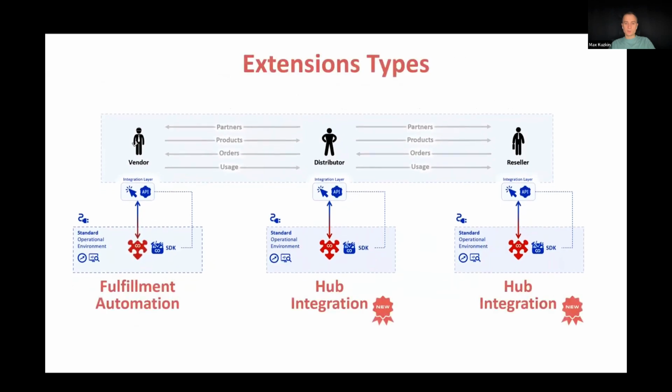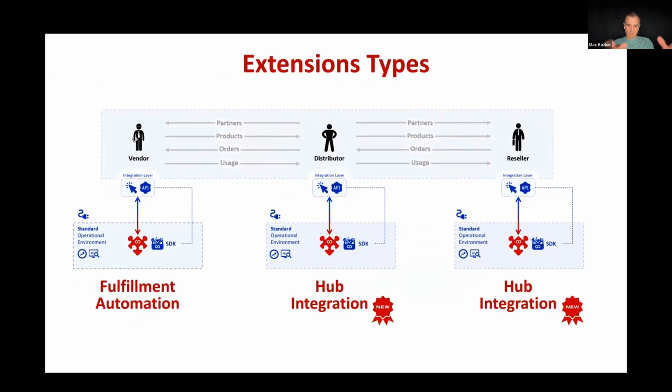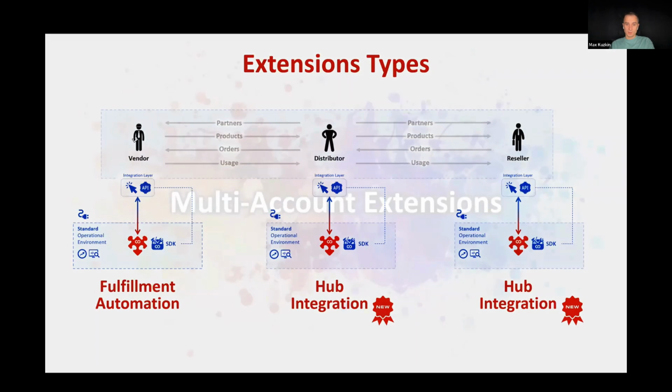So now, with this feature, a typical scenario would be that vendors, when they need a specific extension, develop a fulfillment automation extension. And for distributors and resellers, you have the Hub Integration extension. We will have a separate training to show you the process of development for those extensions, because that's definitely something that doesn't fit into this 1 hour training for the release. But again, conceptually, I hope you understand what it is.